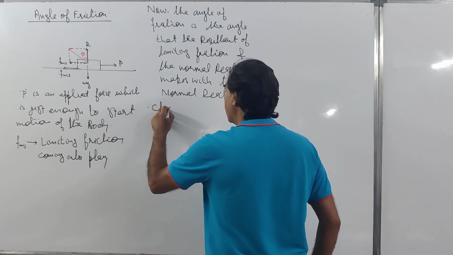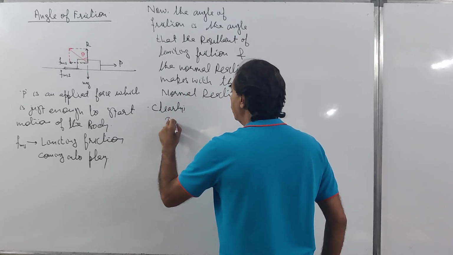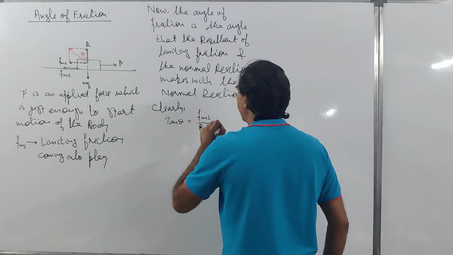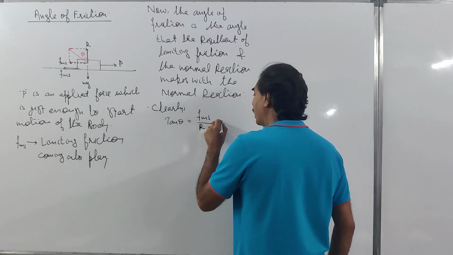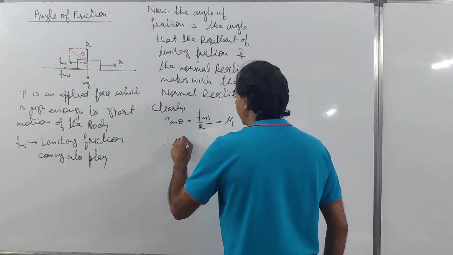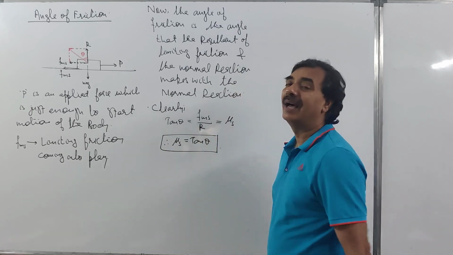Clearly, tangent theta is FMS over R. What is FMS over R? Mu s. Therefore, the coefficient of static friction is equal to the tangent of the angle of friction.